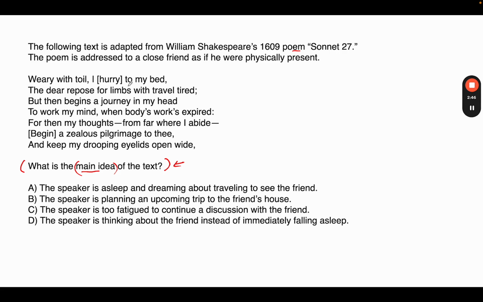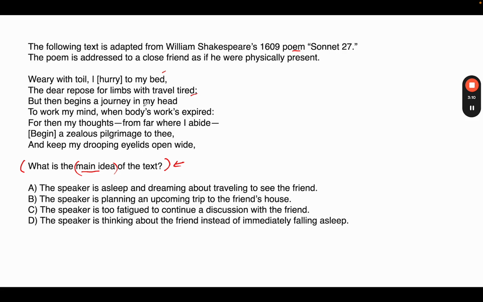Let's read the first sentence. Weary with toil, I hurry to my bed. So this author is basically hurrying to the bed. As simple as that. The dear repose for limbs with travel tired. So this author is tired, simply tired. I'm not going to get into the details of this line. I just want to understand what it is trying to say overall. This author is hurrying to the bed and is tired.